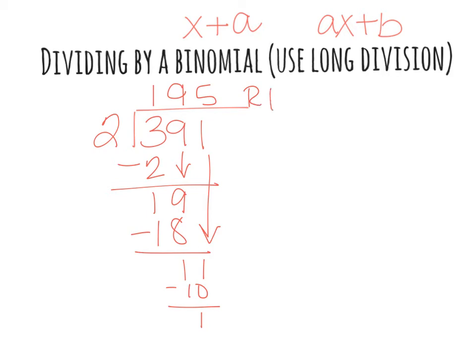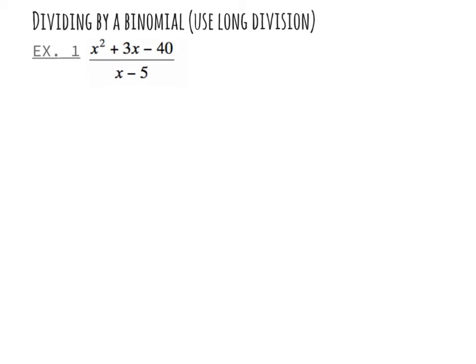We're going to use the same concept. So when you see two polynomials being divided, you have x minus 5. It's what's going to go outside of the house, and then you have the numerator, what's going to go inside of the house. So I'm going to rewrite this, and I have x minus 5 outside, and inside my house, I have x squared plus 3x minus 40.